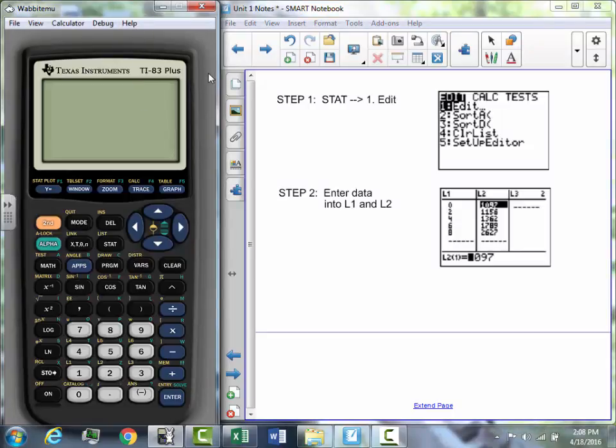If you're given a set of data to work with, first thing you want to do is press stat, because we're going to do some statistics, hence stat. And then it pulls up this screen right here, and what you'd like to do is some editing. So just press 1 to edit. Do you want mine?